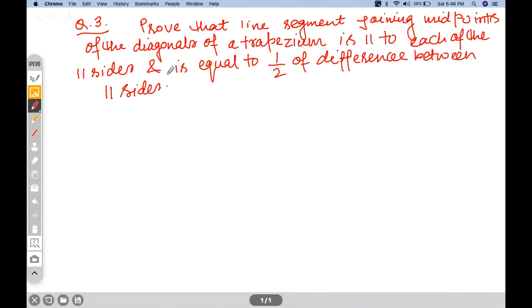Do it quickly. Just make the diagram properly in this case. If you make the diagram properly, if the figure is in front of you, you will be able to solve it.